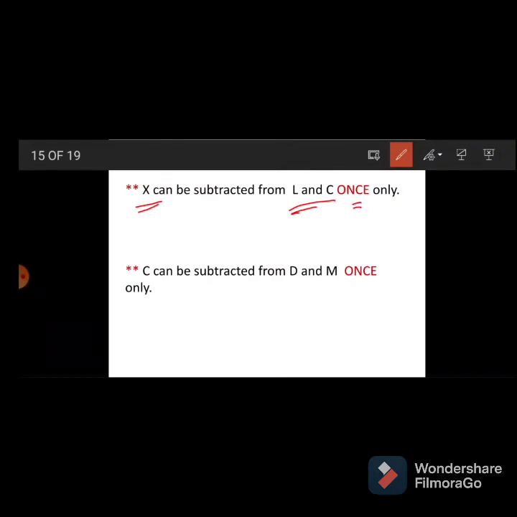X can be subtracted from L and C once only, that is XC. Written like this, it means C's value minus X. We know the value of C is 100. 100 minus 10 is equal to 90. XC is equal to 90.